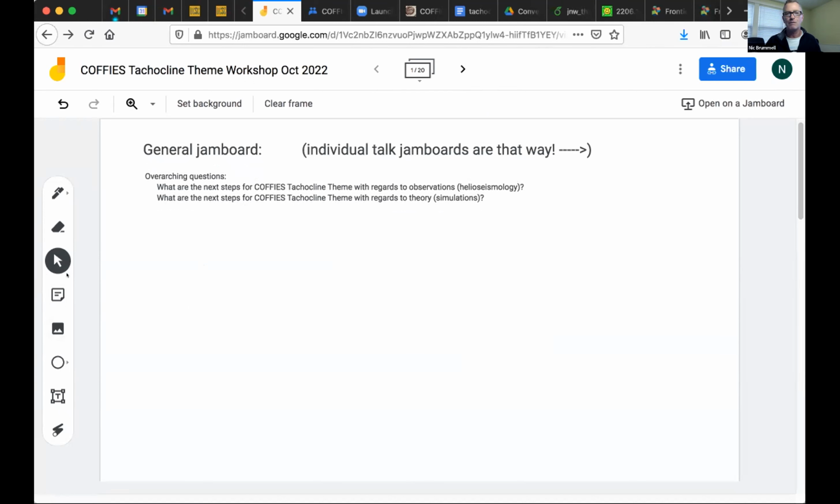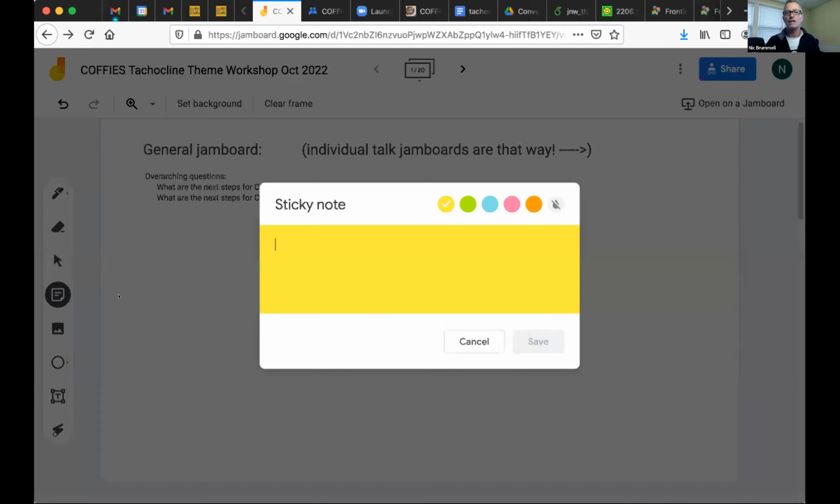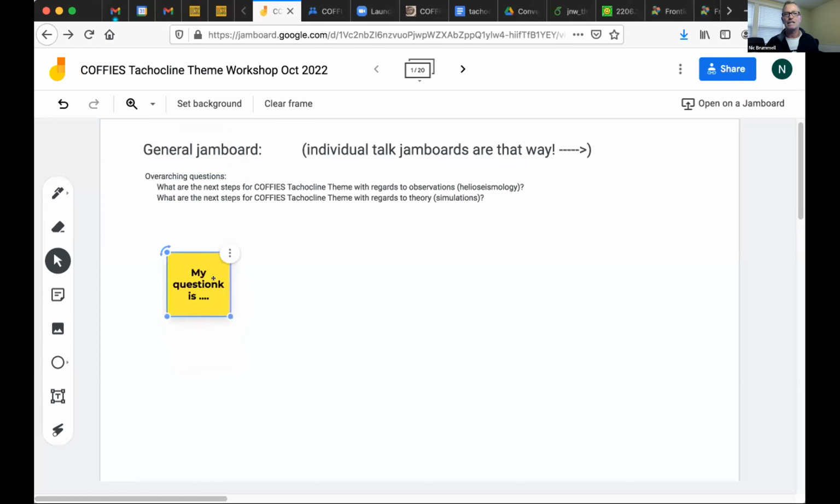So for example, if you can see my cursor over here, this thing is a sticky note. If I click on this, it brings up a sticky note, and I can write here, my question is blah, blah, blah, whatever, save it. And it becomes a sticky note, which I can stick over here. So you can make them bigger, you can rotate them, you can do all the usual things. Up here, you can click them and delete them. So you can write on this Jamboard in this way.